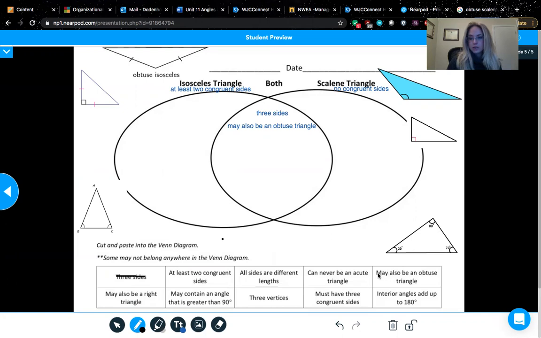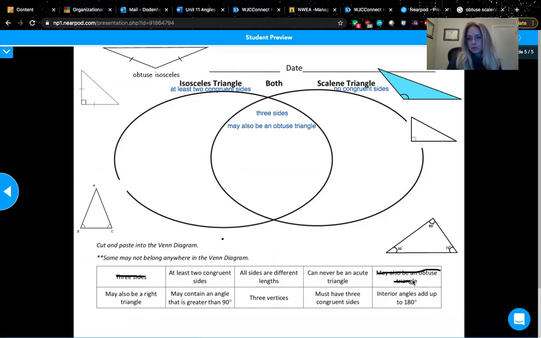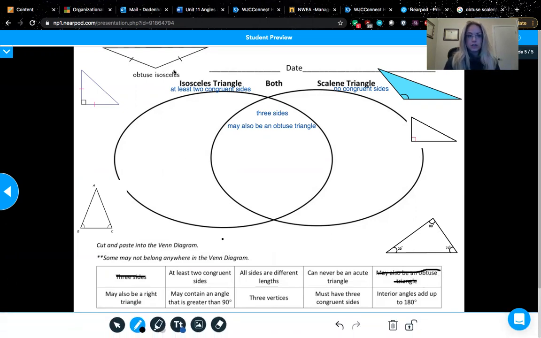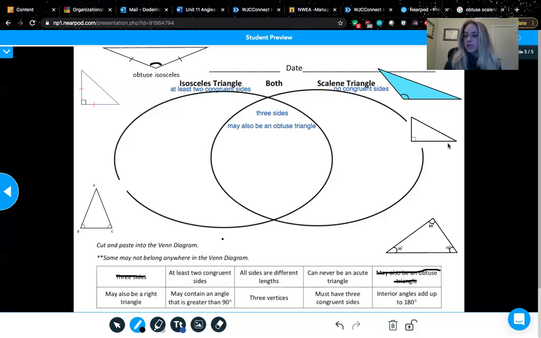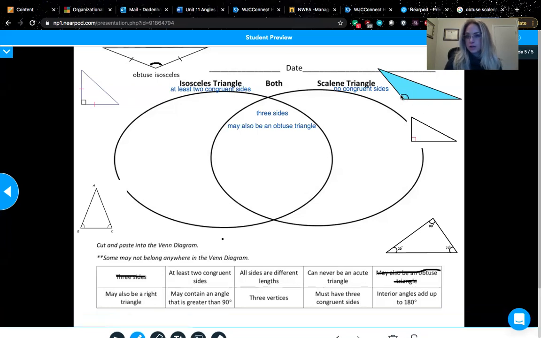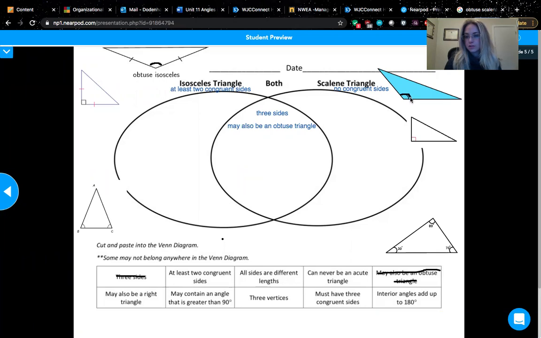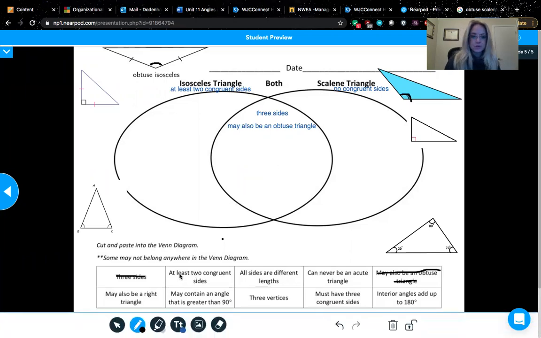We also answered this one, may also be an obtuse triangle. You can have an isosceles triangle that is also obtuse, shown here. And you can also have a scalene triangle that is also obtuse, shown here. All right, let's move on.